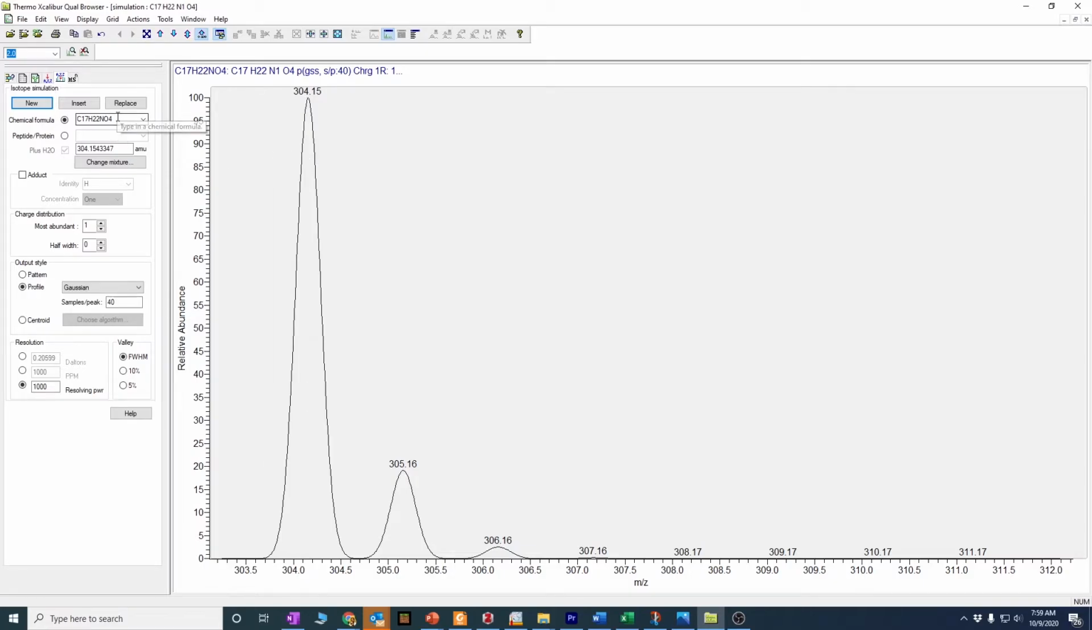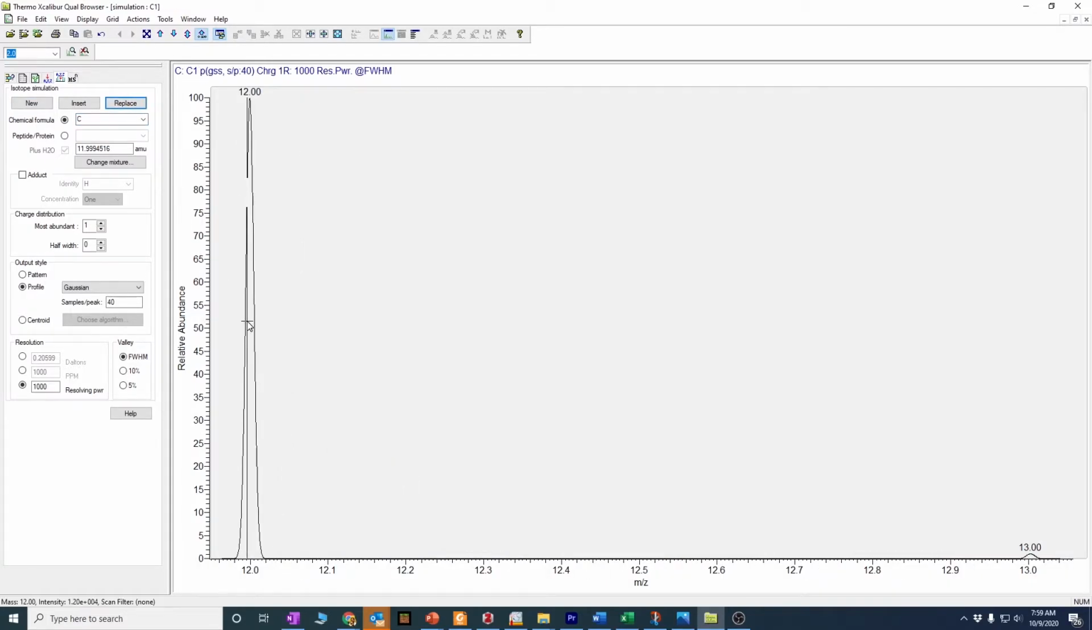Now if I just say, show me the theoretical mass spectrum just for carbon, here's carbon at 12.00. Carbon is by definition 12.00. That is its exact mass by definition, the IUPAC. But look at this, 13. There's a carbon-13 peak because carbon has a carbon-13 isotope.